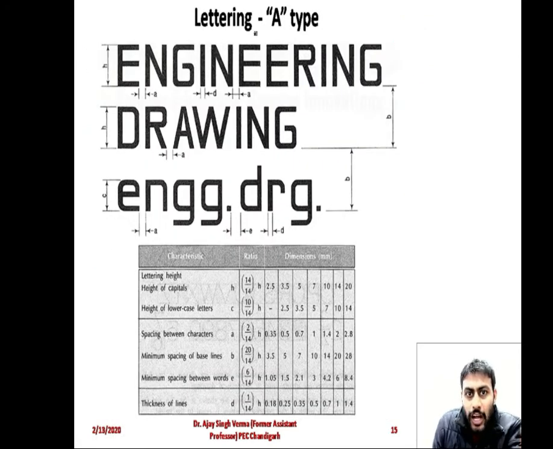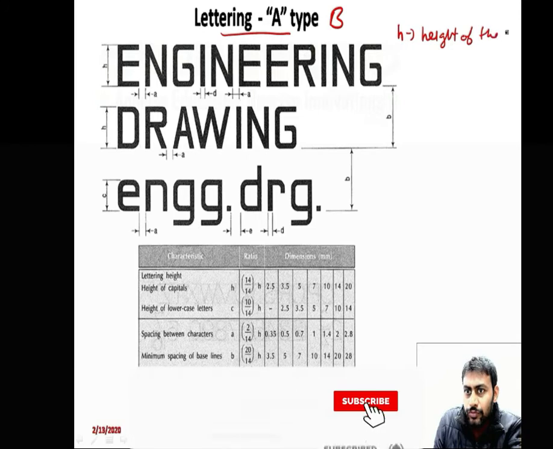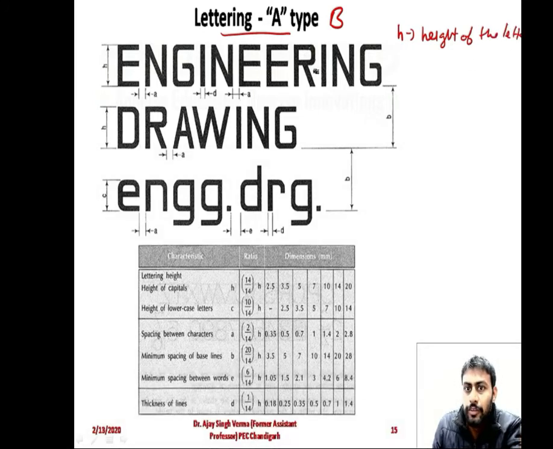In this slide, we will see that single stroke letters are further of two types: Latin type A or Latin type B. This is an example of type A letters. You can see these are the letters, letter 1, letter 2, letter 3, and so on. And this is the H. What is the meaning of H? Here, H represents the height of the letter. Clear?